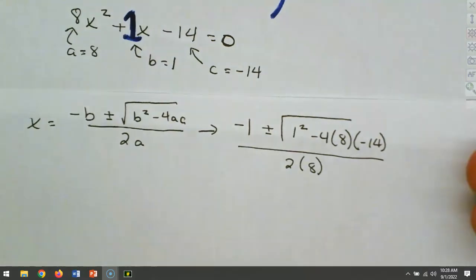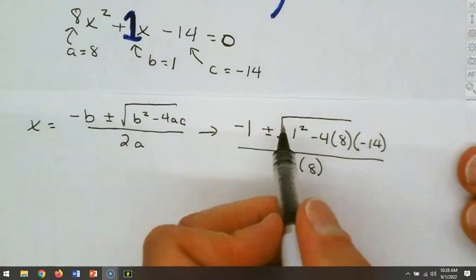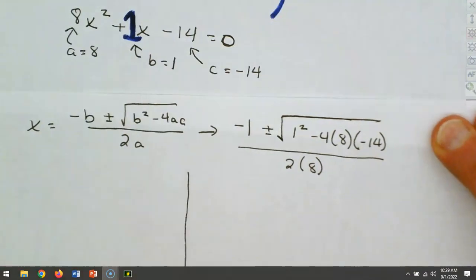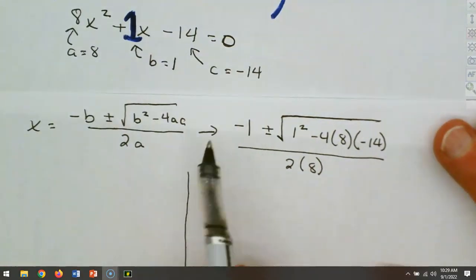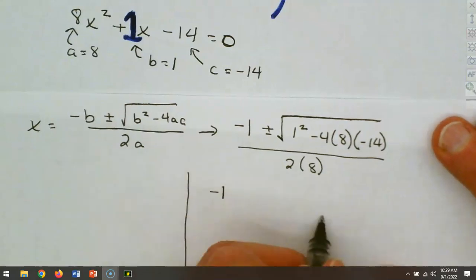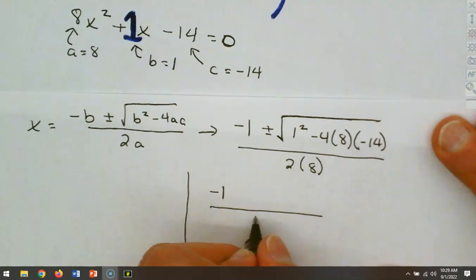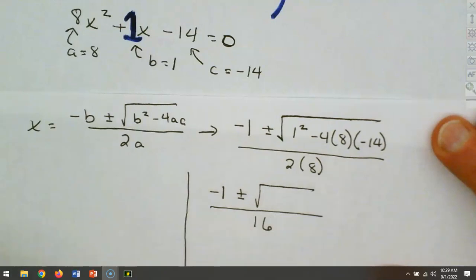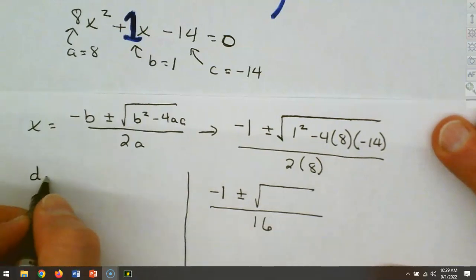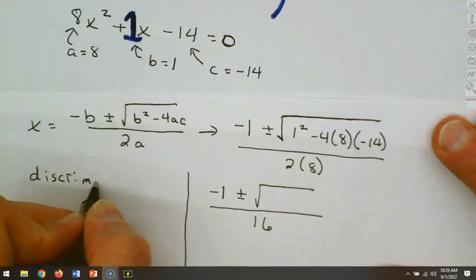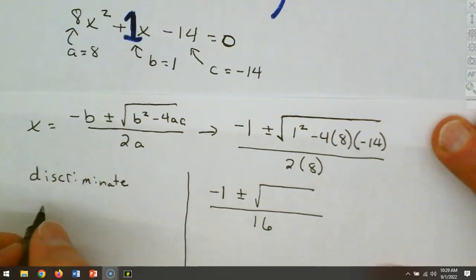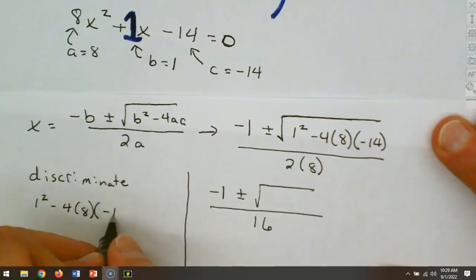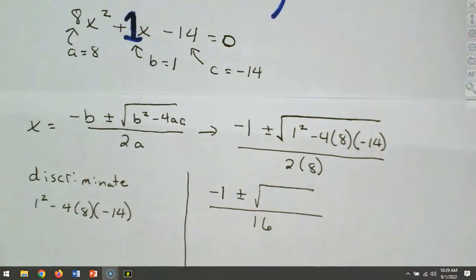Once we've gotten to this step, now we're going to take our time. First thing I like to do, we don't have any double negatives, so that negative 1 will just come down. 2 times 8, that makes it a 16. We'll leave the plus or minus in the square root. Over on the left, we're going to work with our discriminant. And that's 1 squared minus 4 times 8 times that negative 14. Let me slow down a bit so we can get caught up here.